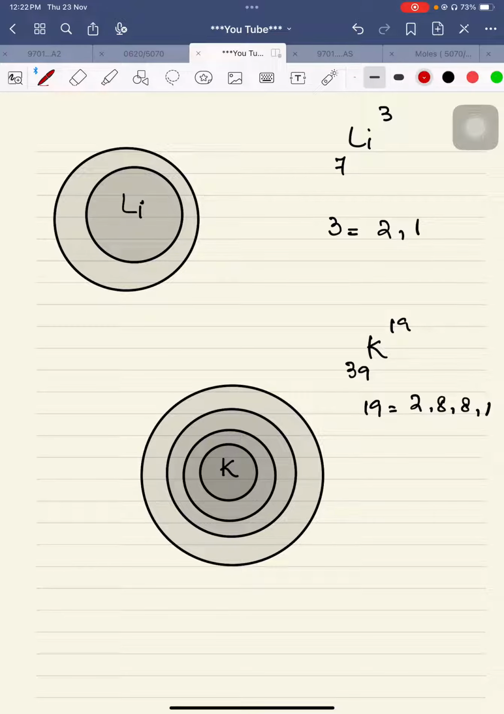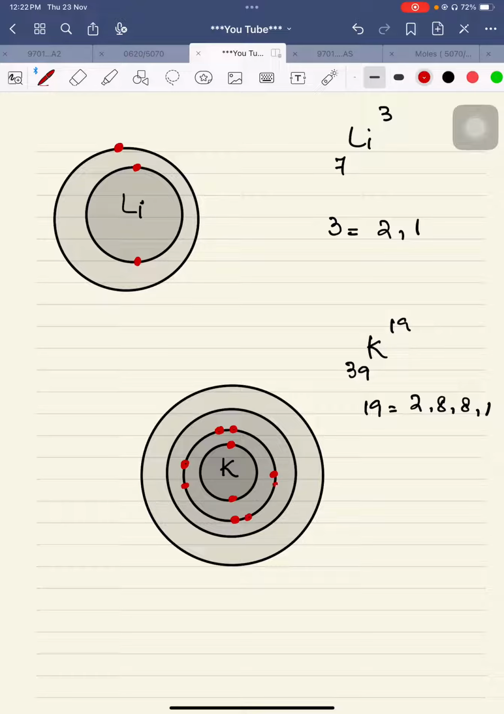Okay, so this is the lithium in the center, and we can see that there are 2 electrons in the first shell and 1 electron in the outermost shell. Similarly, when we draw it for potassium, there will be 2 electrons in the first shell. There will be 8 electrons in the second shell. I'm going to draw the electrons with the red color.